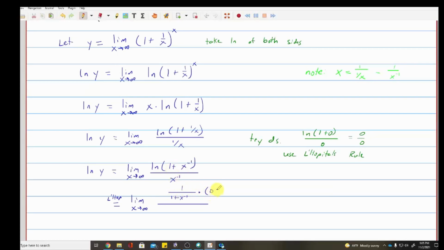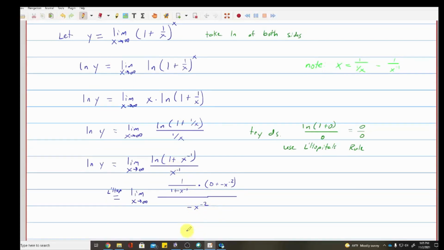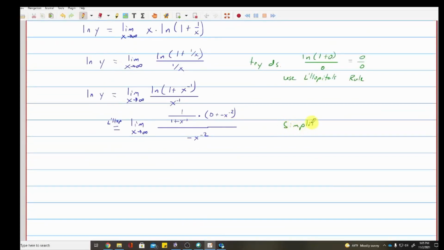The derivative of 1 is 0. The derivative of x to the negative 1 is negative x to the negative 2. And in the denominator, when I differentiate x to the negative 1, I get negative x to the negative 2. Okay, before I do anything else, let's simplify. Always simplify, before and after L'Hopital's rule. 0 plus something is just that something.